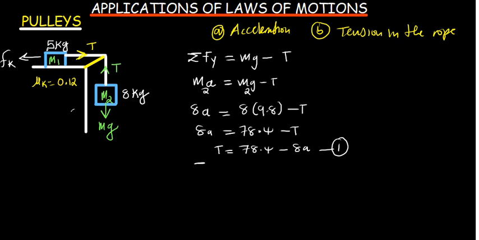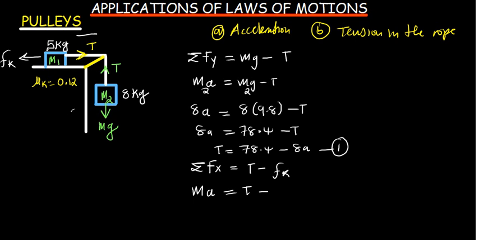So for this one, I'm going to say net force in the x, because it is moving in the x direction, is going to be equal to the forward force, that is the tension, minus the backward force, that is kinetic friction. Now net force is given by what? Mass multiplied by acceleration, and that will be equal to tension minus kinetic friction.